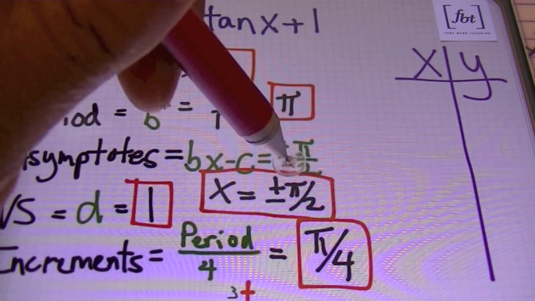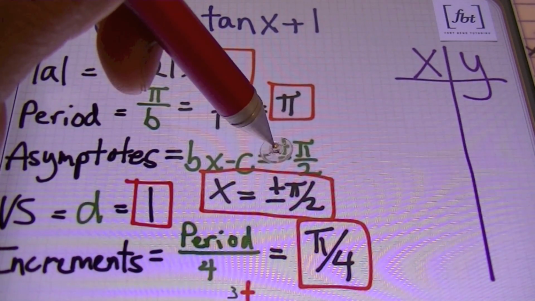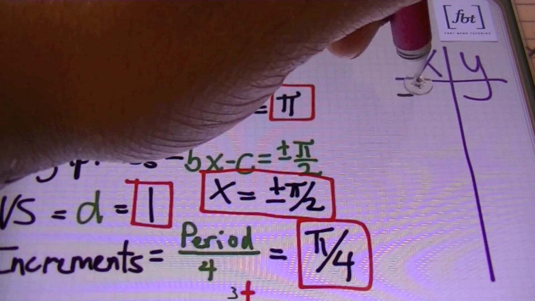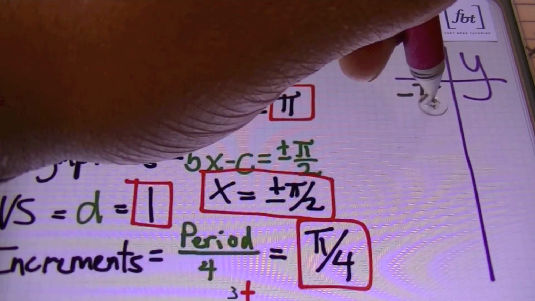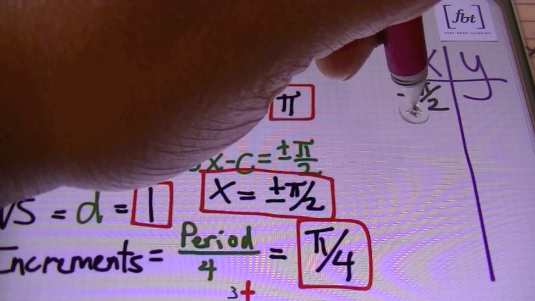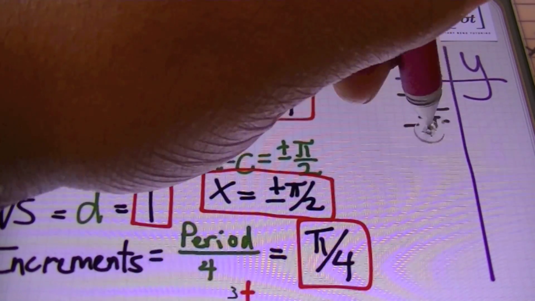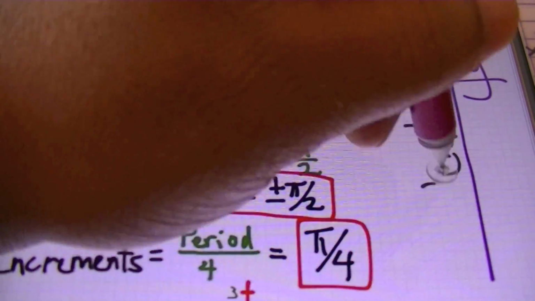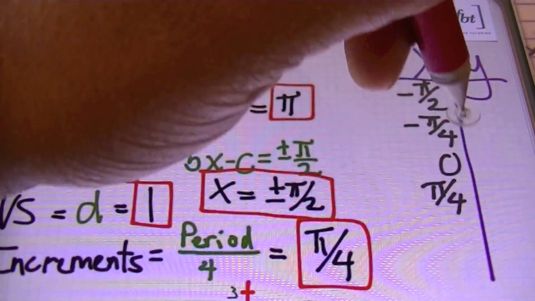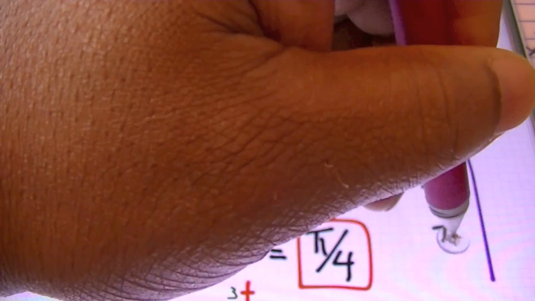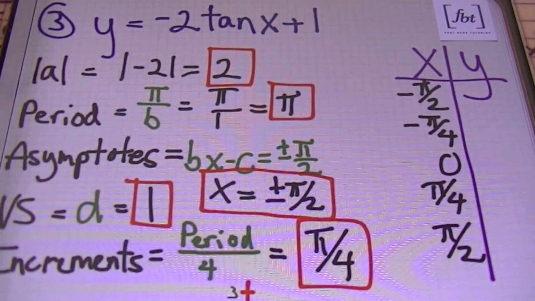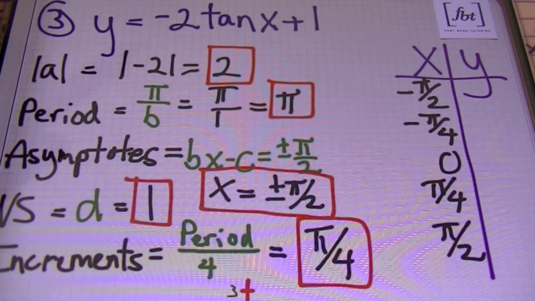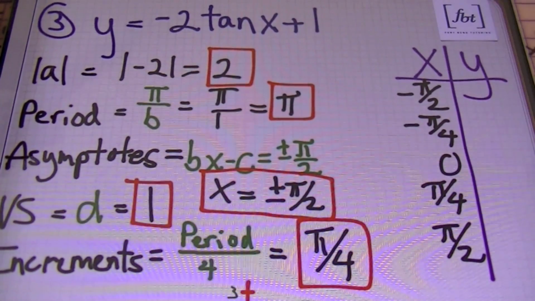All right. Remember, we always start with the extremes of our asymptotes here. So that means on my XY chart, I'll be starting with -pi over 2. Then I'll have the value of -pi over 4. Next, I'll have 0, then pi over 4. And finally, I'll end up with pi over 2. Okay. So once I have these 5 values, I'll be plugging that into my original equation, the original function.